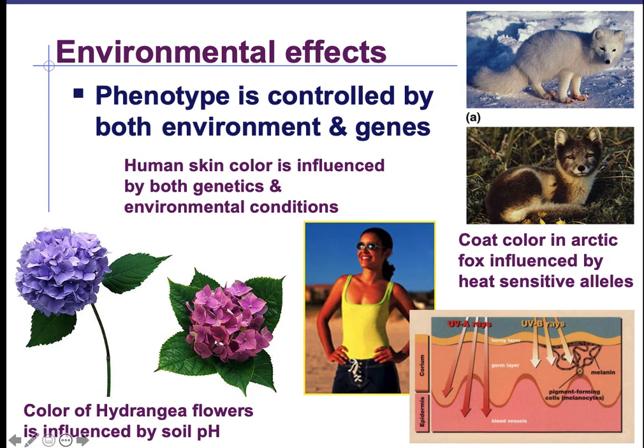And finally, pH can also affect the expression of alleles. This is a hydrangea plant, and blue ones are actually in an acidic pH, and pink ones grow when you have an alkaline pH. So it's actually the opposite of pH paper, because with pH paper, blue is a base, but the blue hydrangea actually indicates an acid and the pink indicates a base.